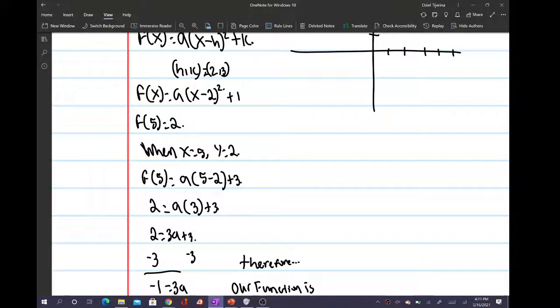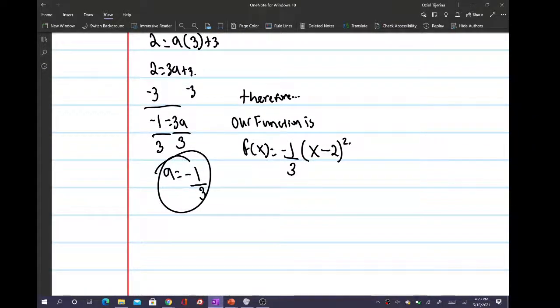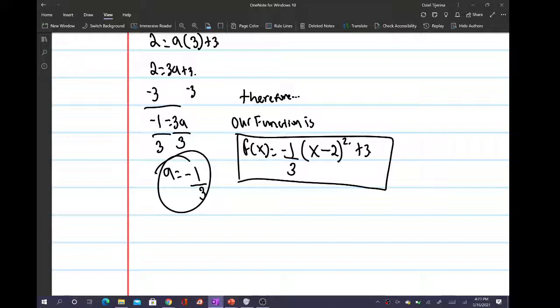plus 3. Yeah, my bad. It's squared because it's not a linear function. It's a quadratic, so it's squared. So it's going to be negative 1/3 times x minus 2 squared plus 3. And you can verify this with a calculator or with Desmos. We can verify that very quickly, so give me 1 second.